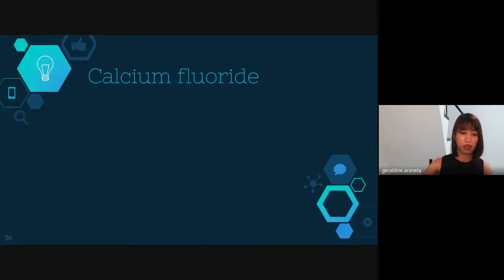So write the symbol. First step is the symbol. Second step is the charge. Third is crisscross. Fourth is lowest terms, final formula.